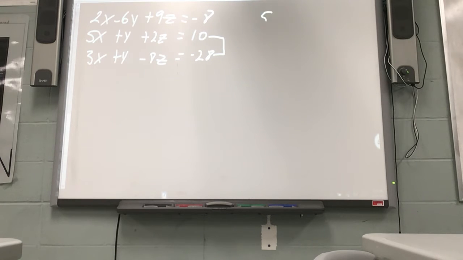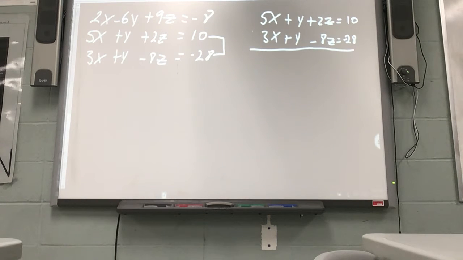So I'm going to write over here, copying them down, 5x plus y plus 2z equals 10. 3x plus y minus 8z equals negative 28. And now because both of the y's are the same, I don't have to multiply them by anything. Right. And since the y's are the same sign, I'm just going to subtract. So nothing new, just got a new letter in there.